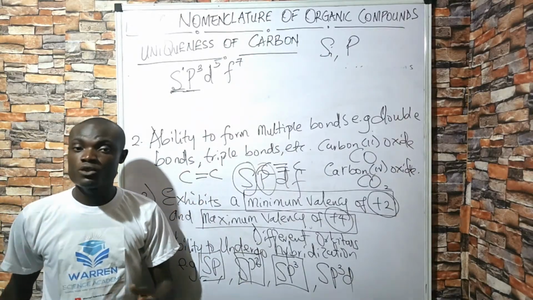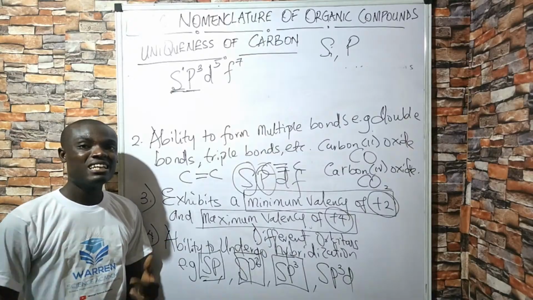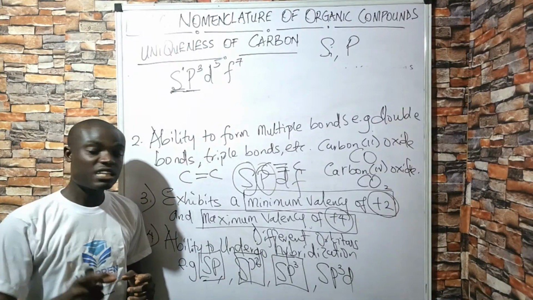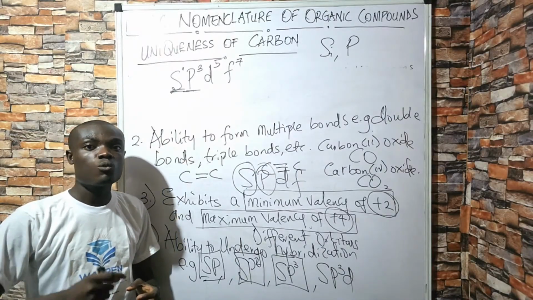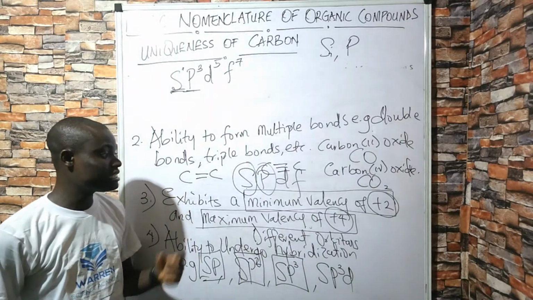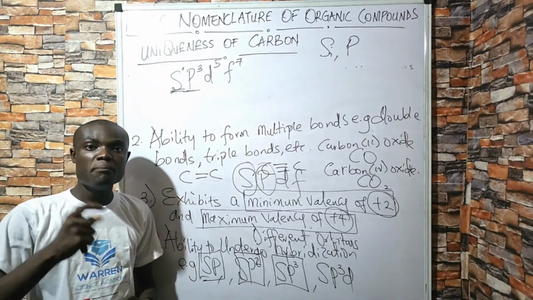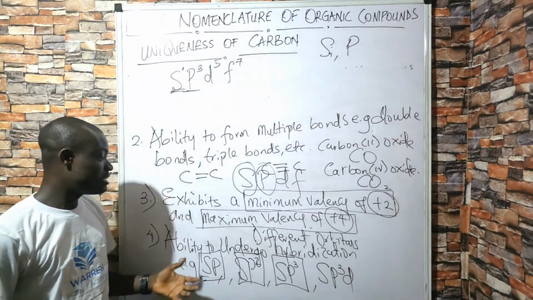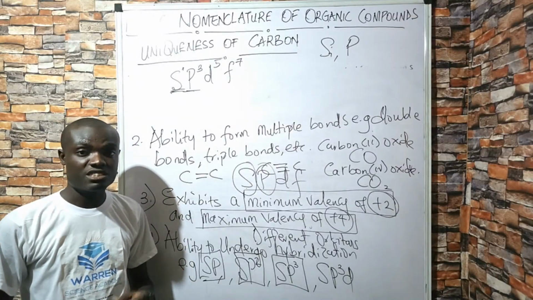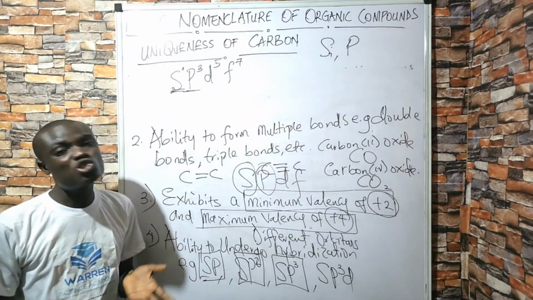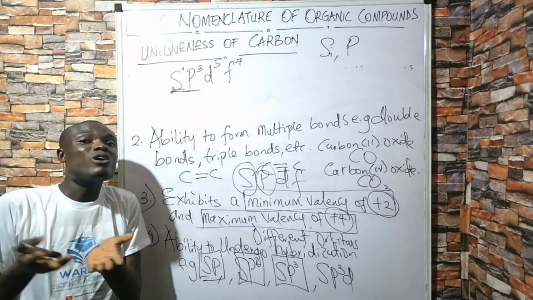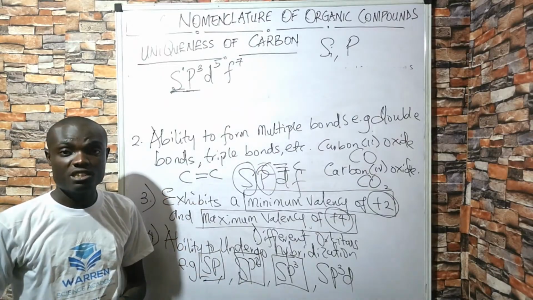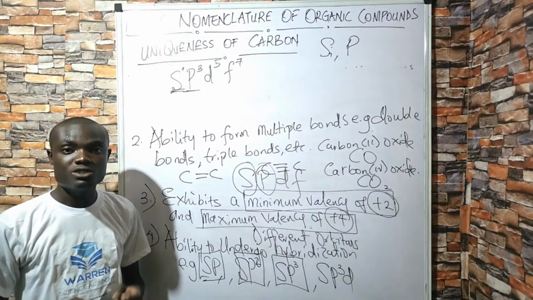So just to go over them, we said that the uniqueness of carbon includes, number one, the ability to catenate, which means joining of like atoms together. Secondly, they have the ability to form what we call multiple bonds. Thirdly, they exhibit a minimum valency of +2 and a maximum valency of +4. And lastly, they have this unique ability to undergo what we call hybridization. Mind you, these abilities are not only unique to carbon, because there are other compounds we get to see in chemistry that also have these special abilities, but we take them as what we refer to as the uniqueness of carbon.